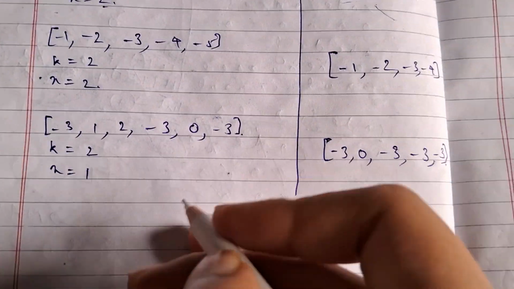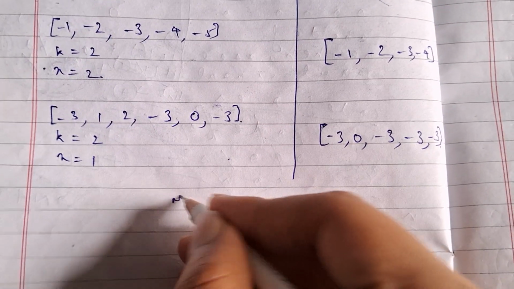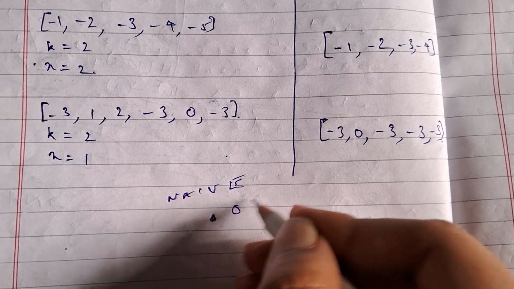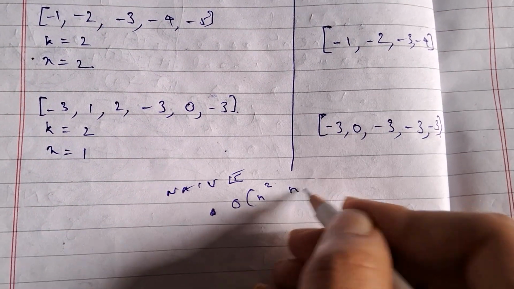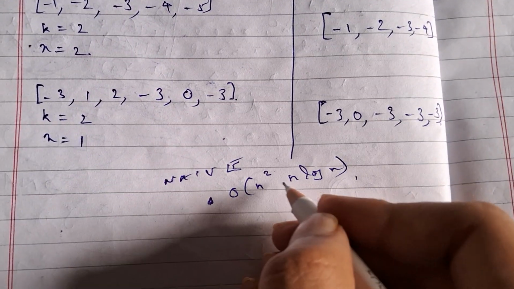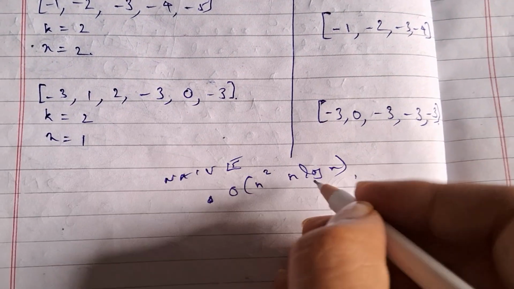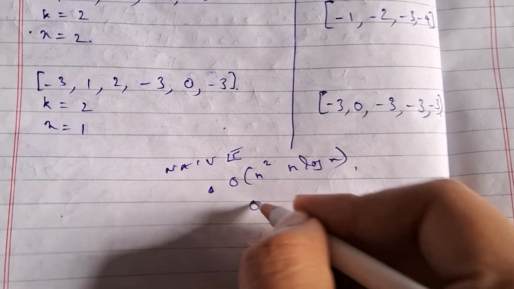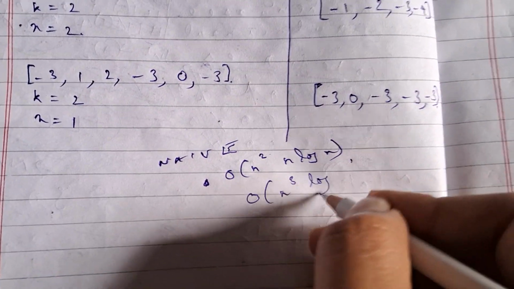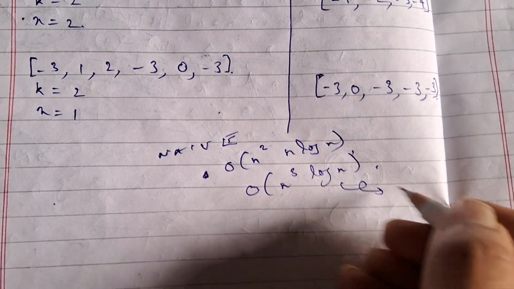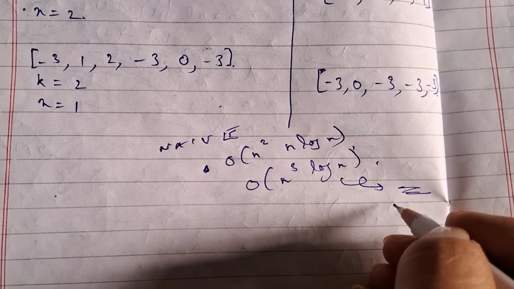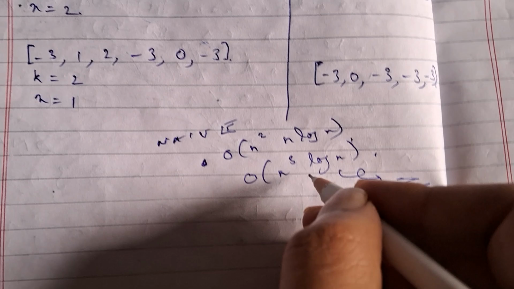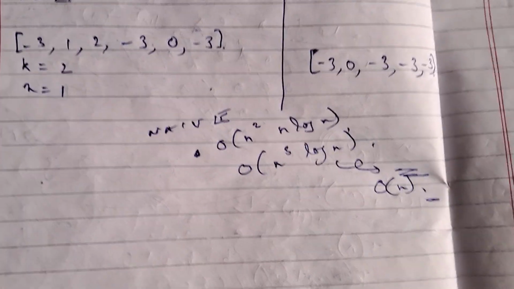So the naive approach would be running a loop of big O n squared into n log n. That is running a loop for every window, sorting those arrays and checking the xth element. That is going to give you a big O n cube log n. You may optimize this, but however much you optimize, the code can never be of big O n.